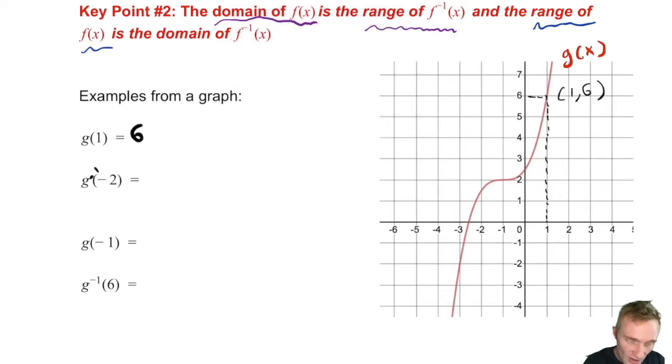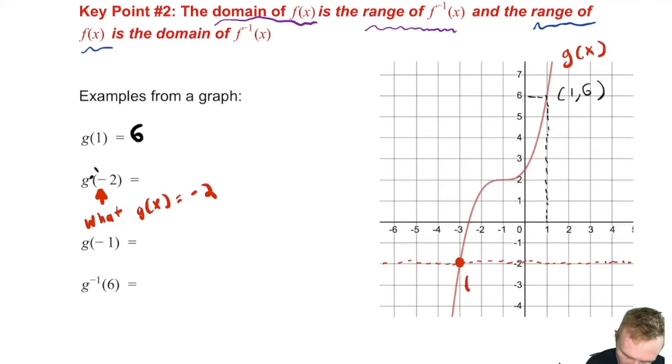But if I asked, what was the inverse of g of negative 2? What this question is asking, and I'll write this out, is what x makes g of x equal negative 2? What could we put into the function and get out a negative 2? So I'm not looking for the x values this time. I'm looking for where my original function has a y value of negative 2.